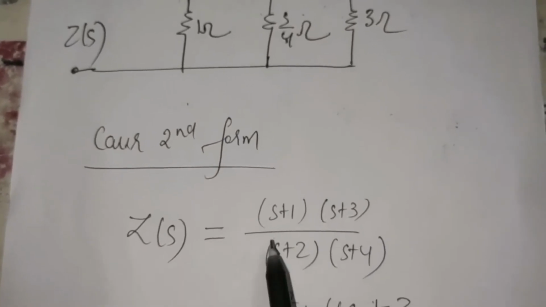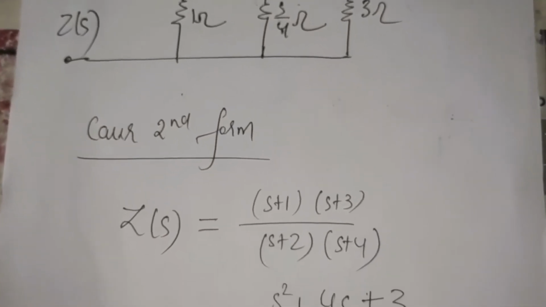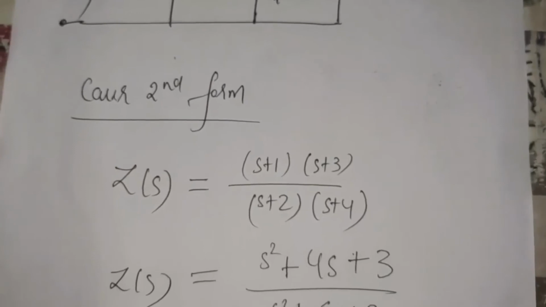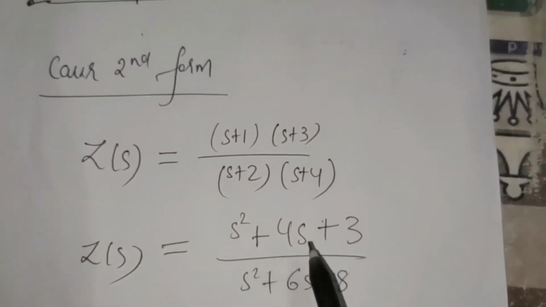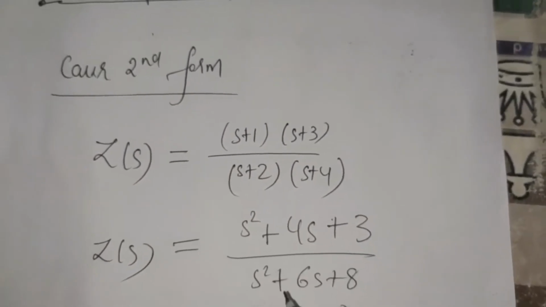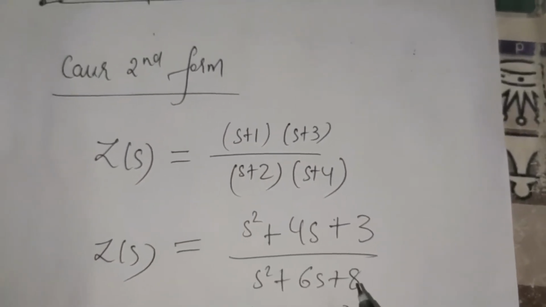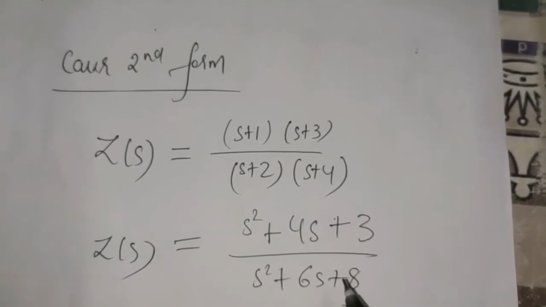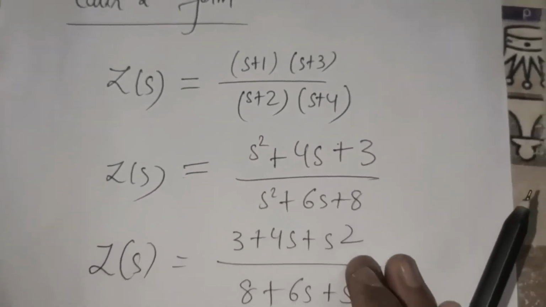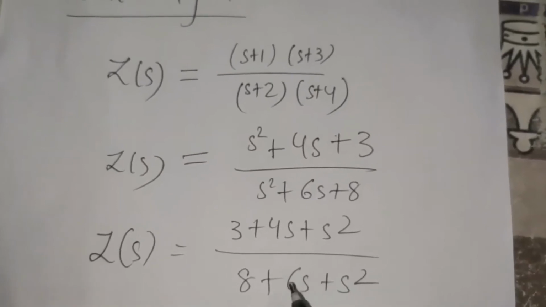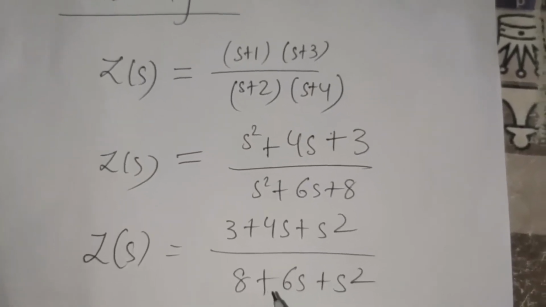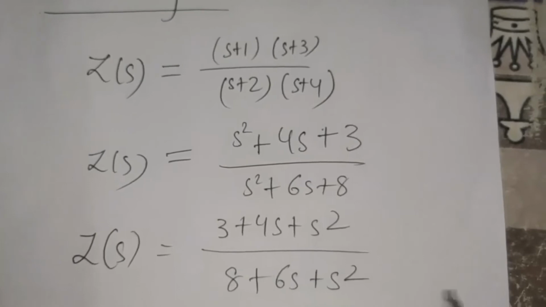Z of s is equal to (s plus 1) into (s plus 3) by (s plus 2) into (s plus 4). So on multiplication we get (s square plus 4s plus 3) divided by (s square plus 6s plus 8). So this we have to arrange in ascending powers of s. So we can write Z of s is equal to (3 plus 4s plus s square) divided by (8 plus 6s plus s square).